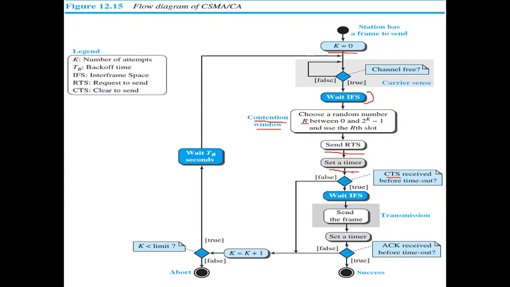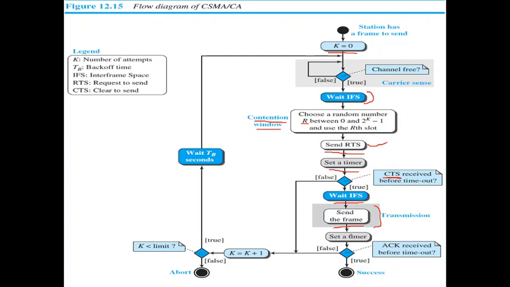Before this timer expires, if the sender receives the CTS from the receiver, that is clear to send, shortly called CTS, which is sent by the receiver to the sender, then it will again wait for IFS time. After that, it will send the frame. So one thing is, before sending the actual data frame, control information is shared between sender and receiver, that is RTS and CTS.